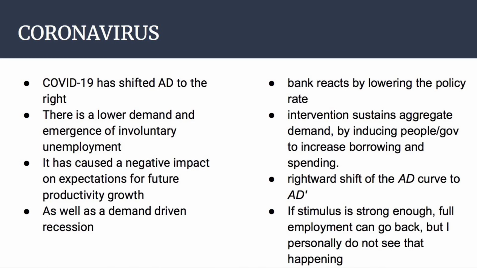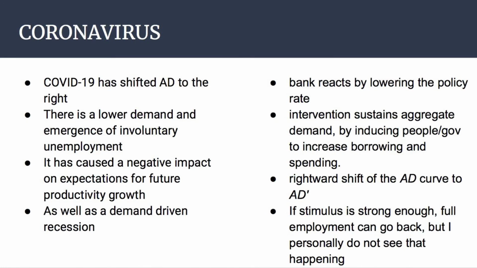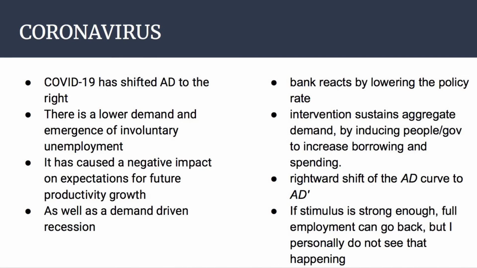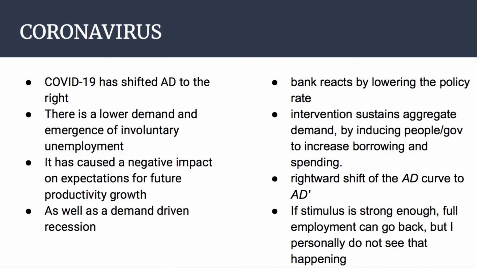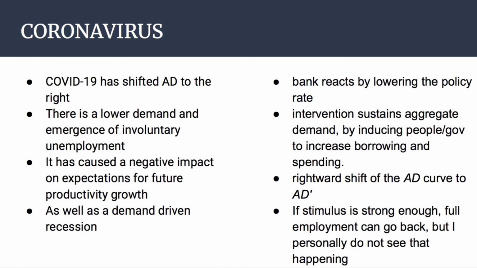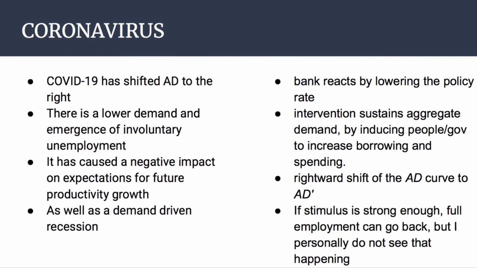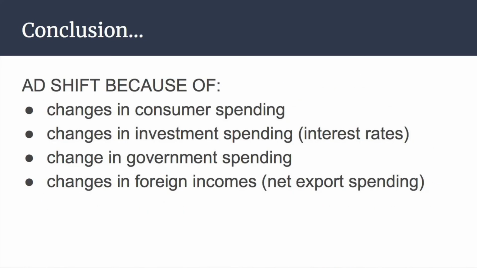Banks are reacting by lowering the policy rate, and interventions are inducing people and the government to increase borrowing and spending, and a rightward shift of the AD curve to the AD prime. If the stimulus is strong enough, full employment can come back, but I personally do not see that happening anytime soon. In conclusion, the AD shift is because of changes in consumer spending, in investment spending, such as interest rates, government spending, and changes in foreign incomes, in other words, net export spending.